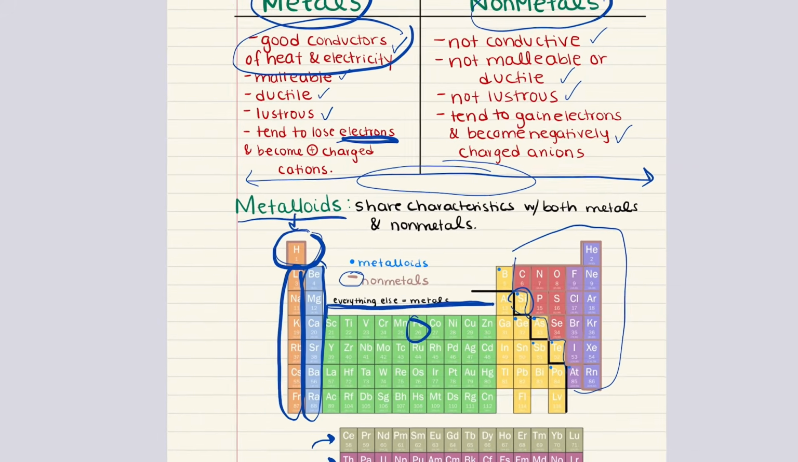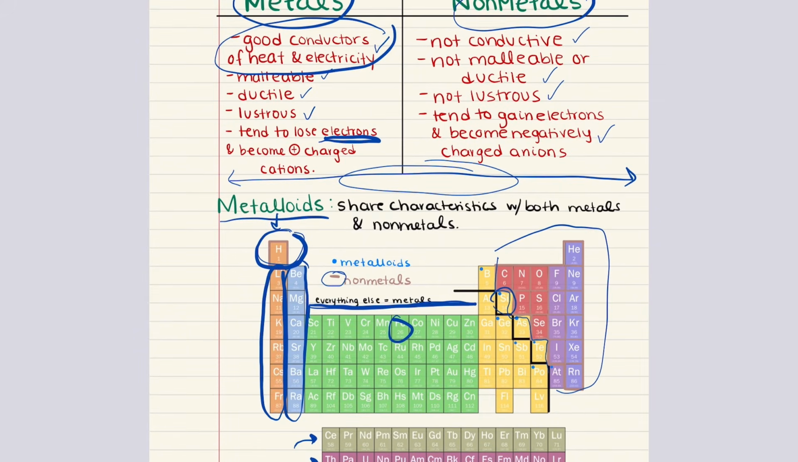So, in summary, the periodic table categorizes elements into metals, nonmetals, and metalloids based on their physical and chemical properties. Metals are characterized by their malleability, they're ductile, lustrous, and they're great conductors of heat and electricity. Nonmetals are the complete opposites of that, and metalloids exhibit a mix of properties from both metals and nonmetals, making them really unique and important in a lot of applications.